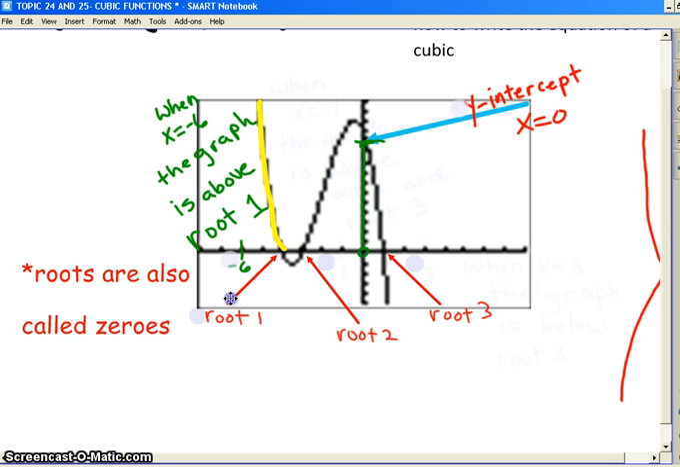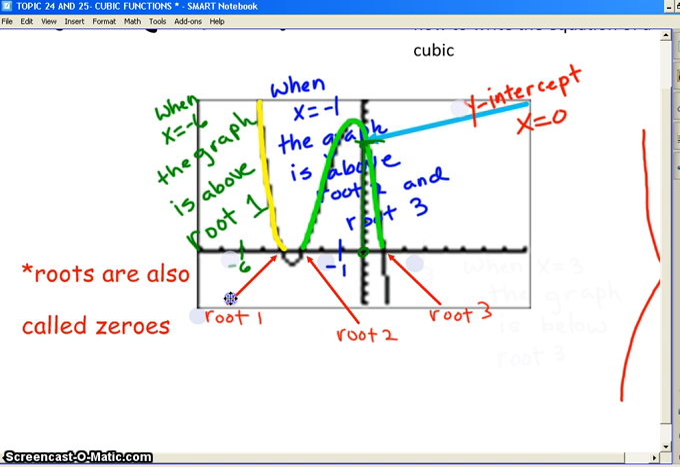Okay, so -6. If I plug -6 into the function, I will get a number that's positive, which all that means is my graph is going to go up after that root. Does that make sense? Okay, another example, if I choose a number -1, it's in between the second and last root. Okay, when I plug that into the function, my answer is positive, which means that part of the graph is going to be above x.